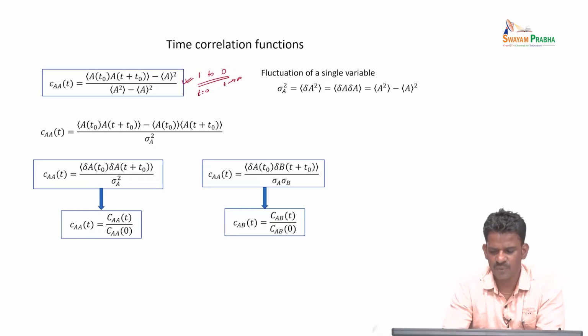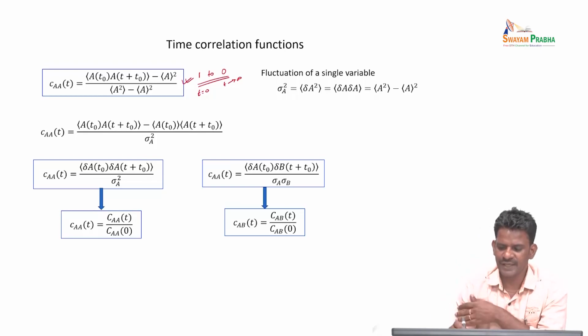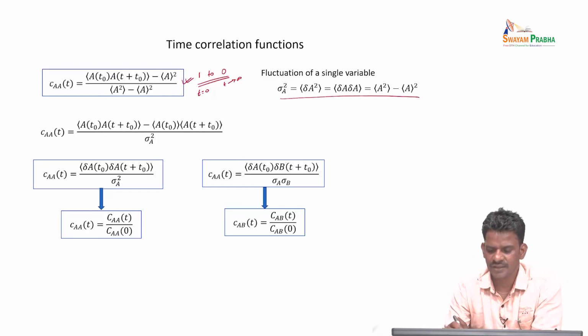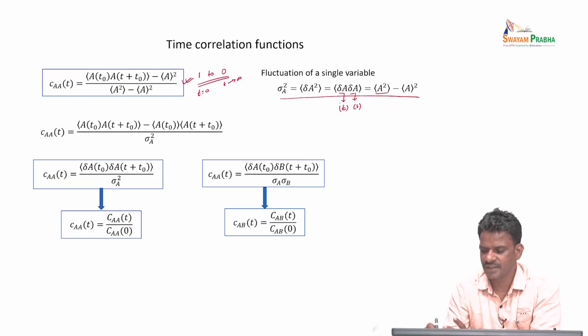Now what we want to do is relate our definition of fluctuation, which we have seen before, where sigma square of a variable A is written as the ensemble average of delta A square, which is nothing but the ensemble average of delta A times delta A, only we considered both of these functions at the same time t when we talked about fluctuations. Then we can show that this is the mean square minus the square of the mean. This is something that we have discussed in fluctuation theory.